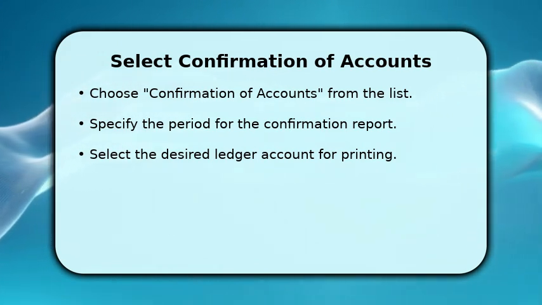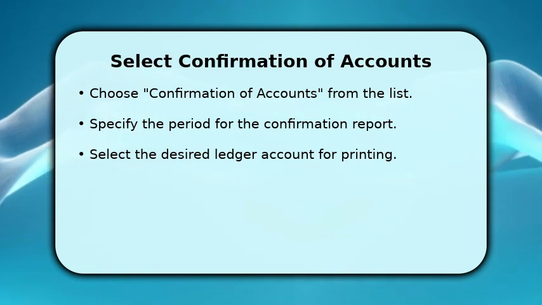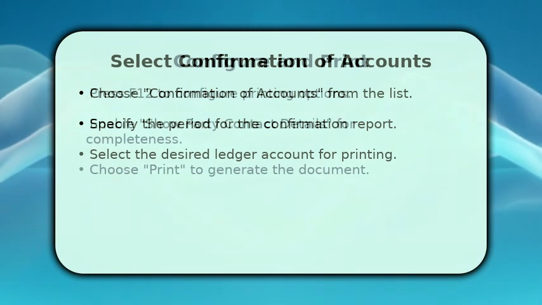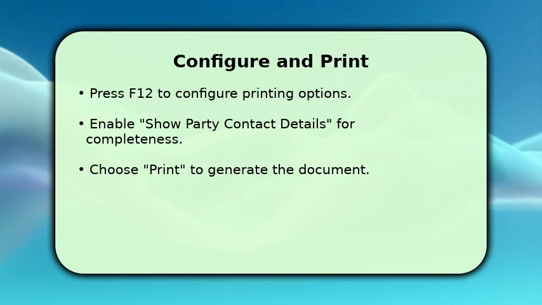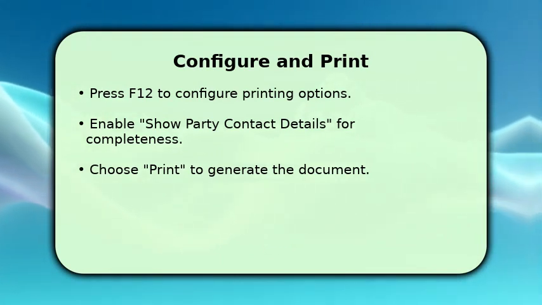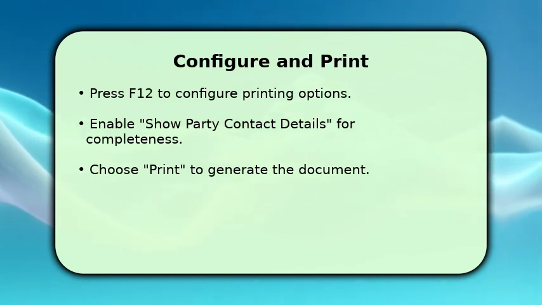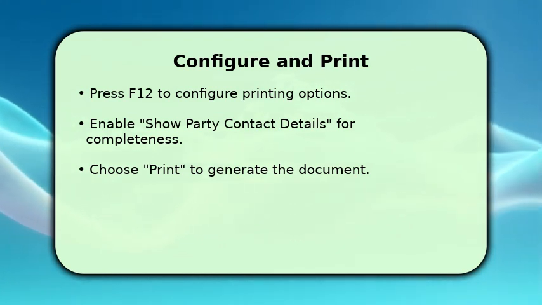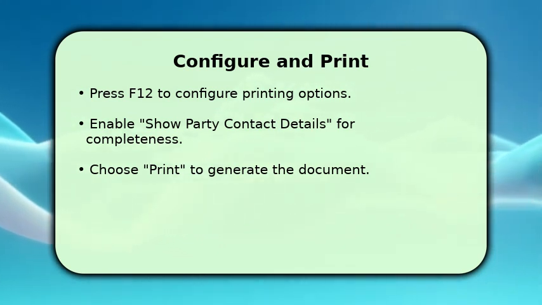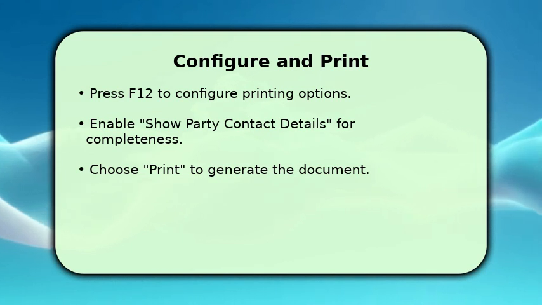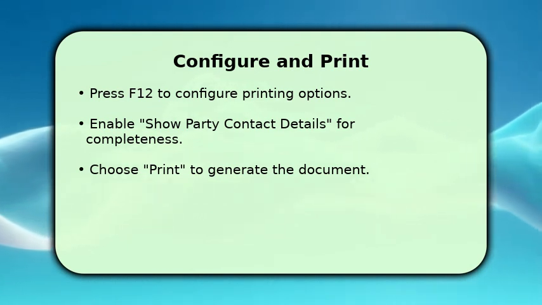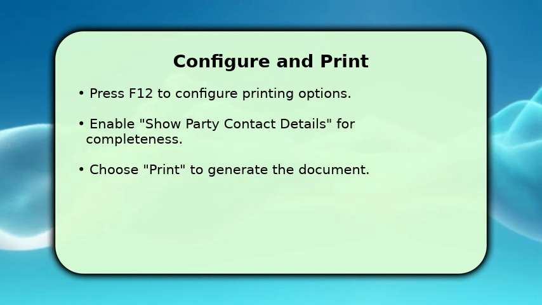Finally, select the particular ledger account for which you wish to print the confirmation. After selecting your ledger, press the F12 key to access the configuration options for printing. Here, you can customize various settings to ensure your report is exactly as needed. Make sure to enable Show Party Contact Details to include all relevant information on the confirmation.